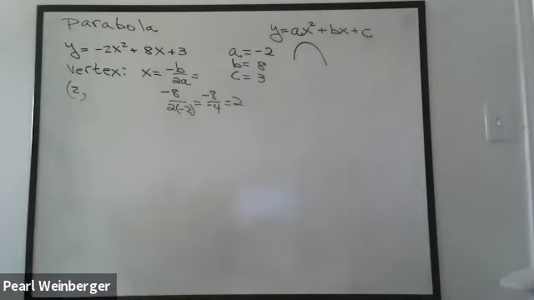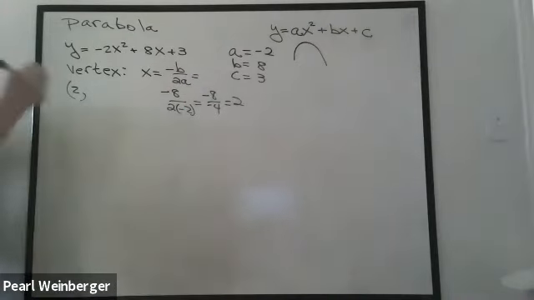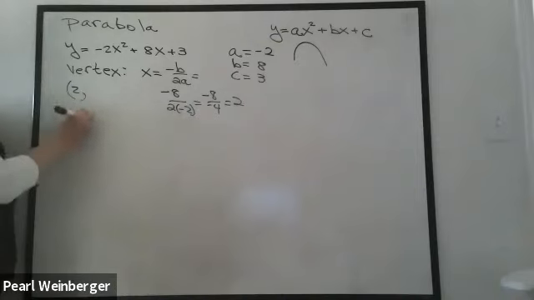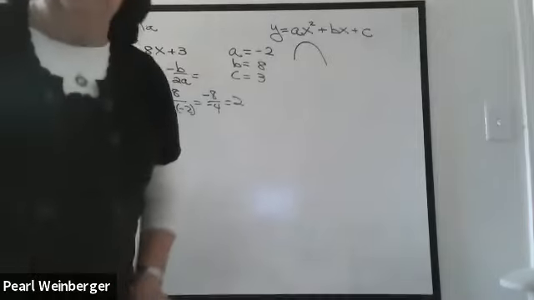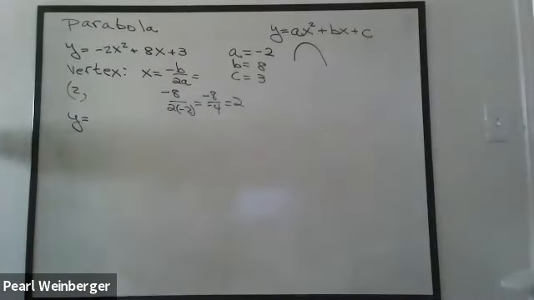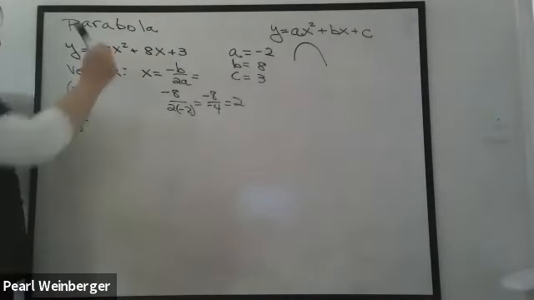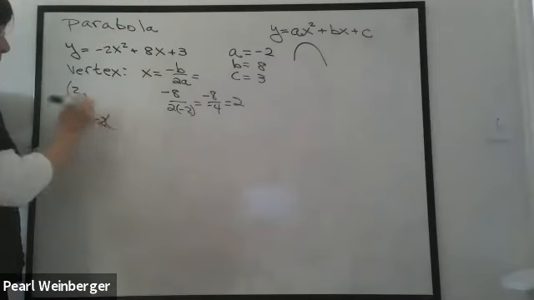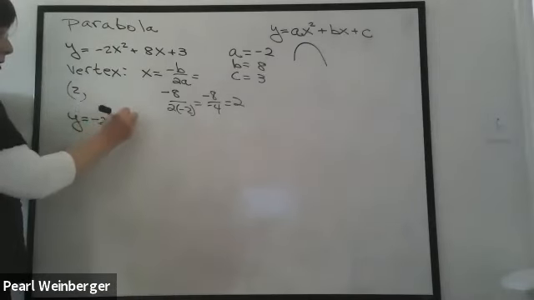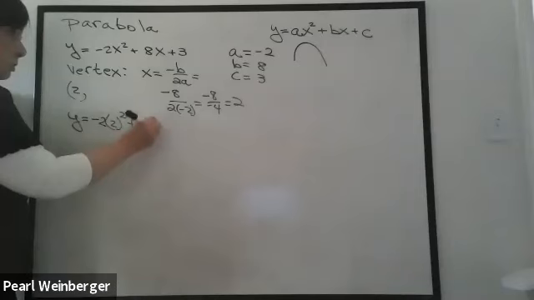But I also have to find the y of the vertex. To find the y of the vertex, I stick, sorry, I just muted everybody. We put the y equal to, we'll replace the x with 2. -2, here's my x is 2 squared, plus 8 times 2, plus 3.